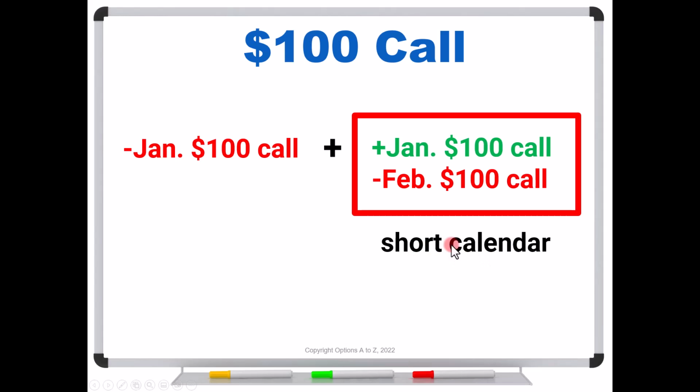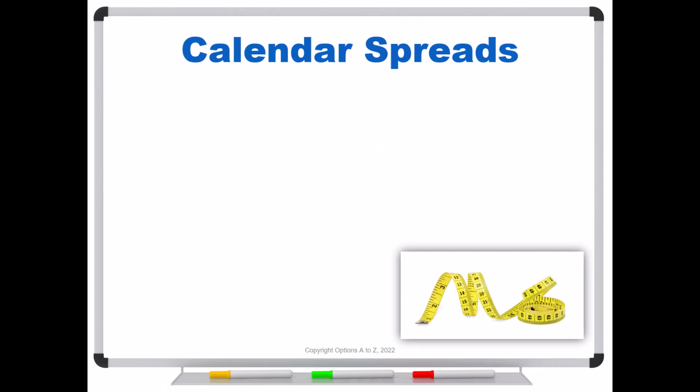But once we execute this, notice that your short January 100 cancels with the long, and you're just left with the short February 100 call. You have rolled from the January 100 to the February 100. So how do we track the cost basis here? Well, let's start out by saying that we sell the January $100 call. This would be an opening trade. We collect $2. So we have a $2 credit, but remember, we can't just walk away. We have an open position.